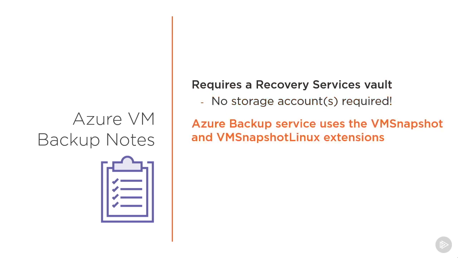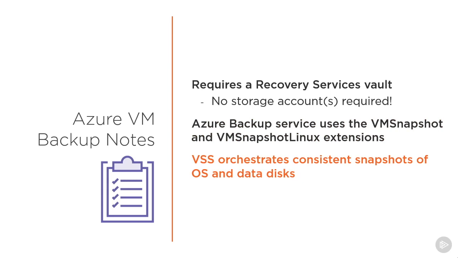The Azure Backup Service uses, as I said, an extension, the VM Snapshot extension for Windows Server virtual machines and the VM Snapshot Linux extension for Linux virtual machines. With Windows, you know you have the Volume Shadow Copy Service, or VSS, that orchestrates consistent point-in-time snapshots of OS and data disks, preferably while the server is running. In fact, it's actually recommended that you do your backups while the server is running. I'm sure they are anyway. You get a better consistency when VSS is brought to the table.